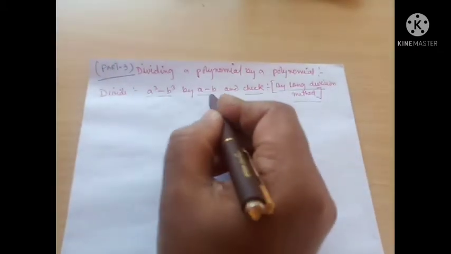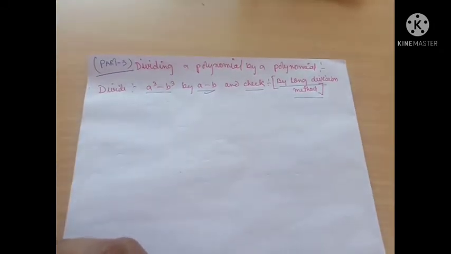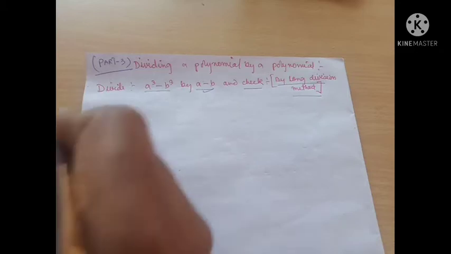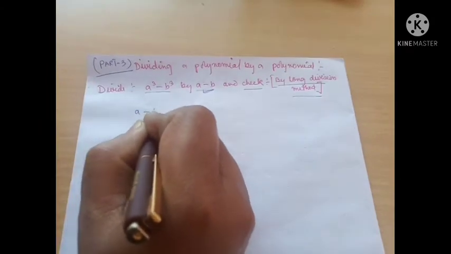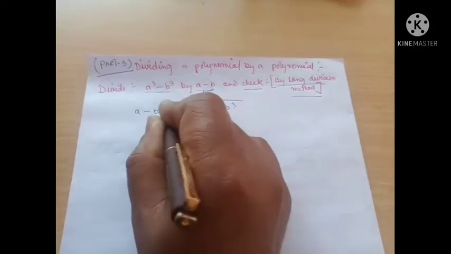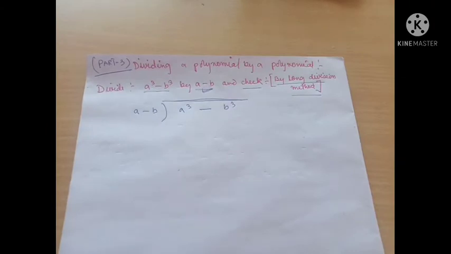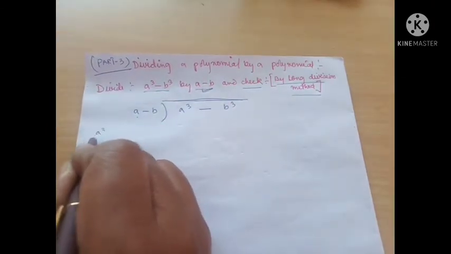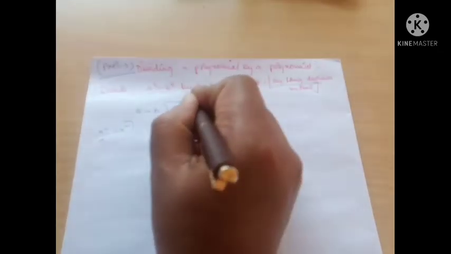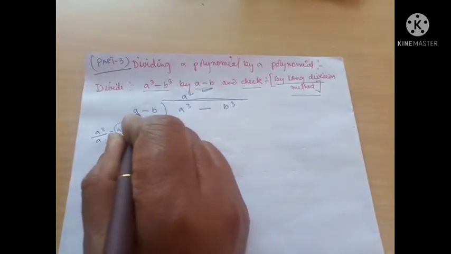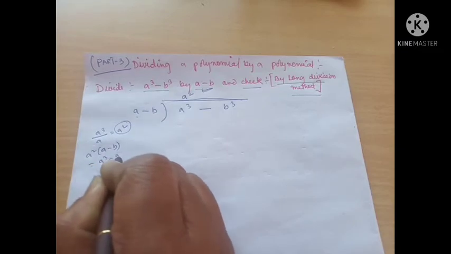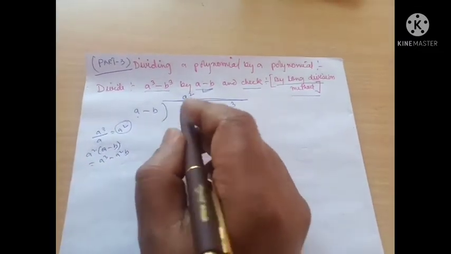So let's see here. We have already seen in learning part 2 how we divide polynomials in the long division method. This will be the divisor, so we will write here a minus b, and then a cube minus b cube. Here we have to divide these two. These two terms will be divided first. What will the answer be? The quotient will be a square. This a square will be multiplied by the divisor, and the answer will be a cube minus a square b.